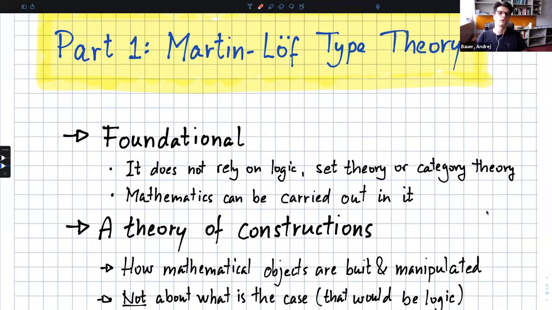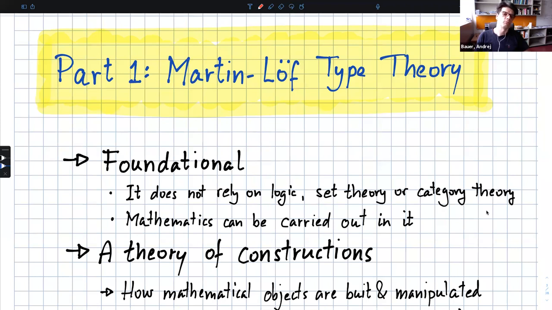So first of all, Martin-Löf type theory, or better, homotopy type theory, the formalism that we're going to use, is a foundational system. So it provides a foundation. What does that mean? It means two things. It means that it doesn't rely on any other foundation, something that's beneath it. For instance, in particular, it doesn't rely on any kind of logic or set theory or category theory. It just stands on its own.